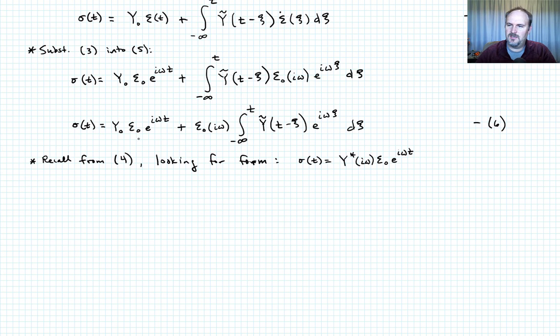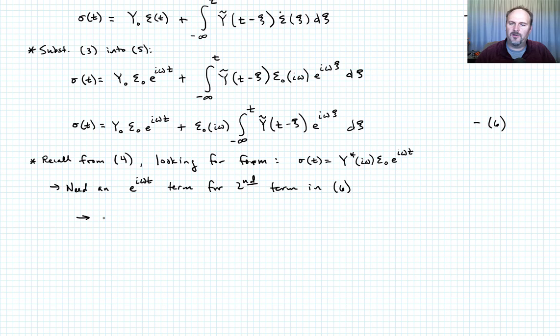Well, the first term is epsilon naught e to the i omega t. That matches. But in the second term we have epsilon naught here, but we don't have e to the i omega t as a coefficient, right? So we need to have that somehow. So we need an e to the i omega t term for the second term in equation 6. Okay? So how do we do that?